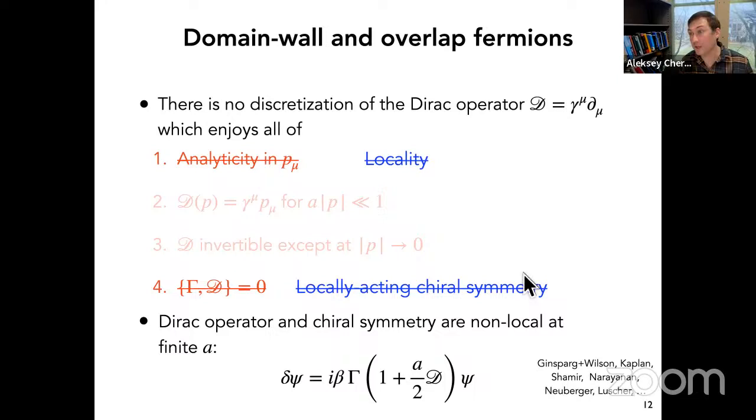So the Dirac operator becomes non-local at any finite lattice spacing. And chiral transformations also don't act in a local way. It's not like the chiral symmetry doesn't act the way it does in the continuum at all. It acts in some weird non-local way with some exponential tails. As you take the continuum limit, everything becomes local. And at any finite lattice spacing, you have this non-local version of chiral symmetry that's good enough to prevent things like additive mass renormalization. And this is a pretty good way of getting chiral symmetry on the lattice.